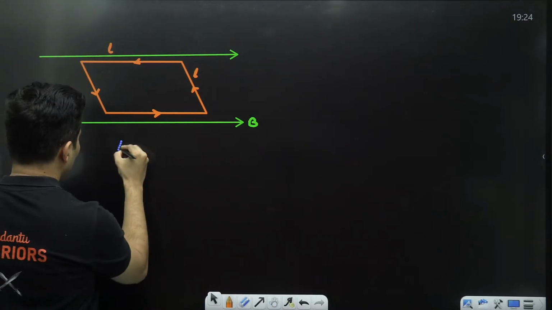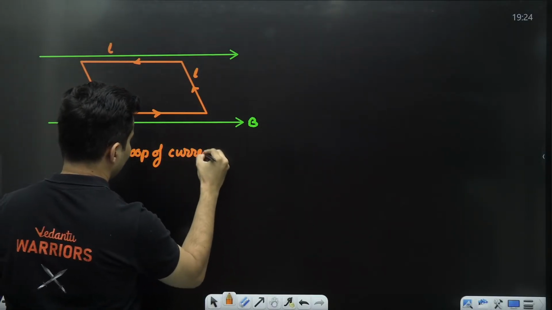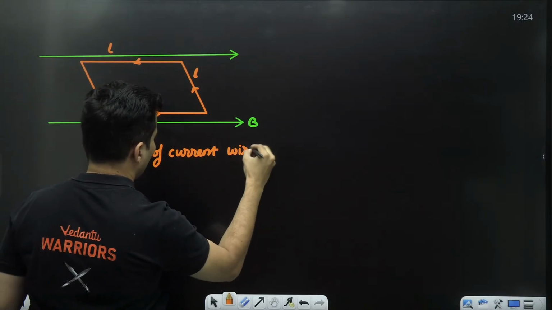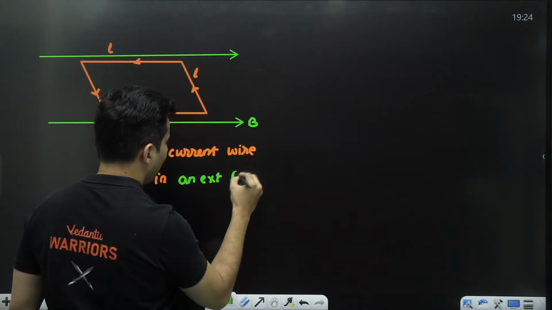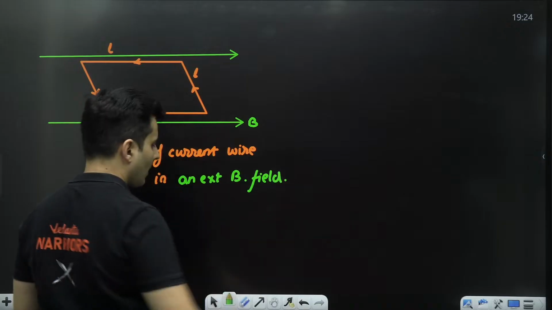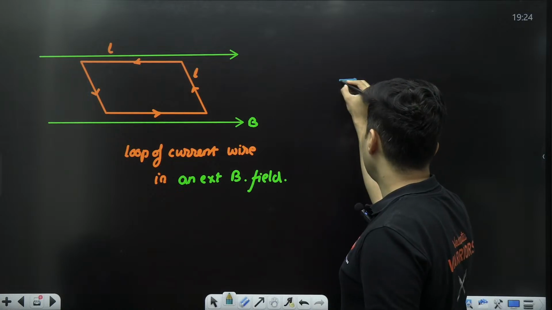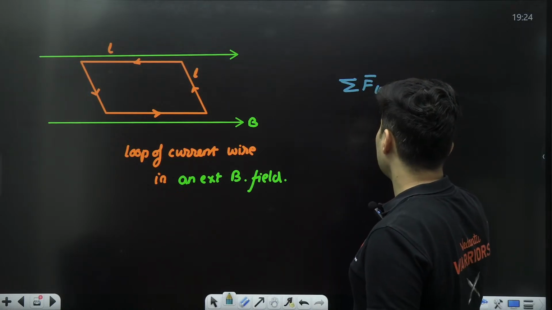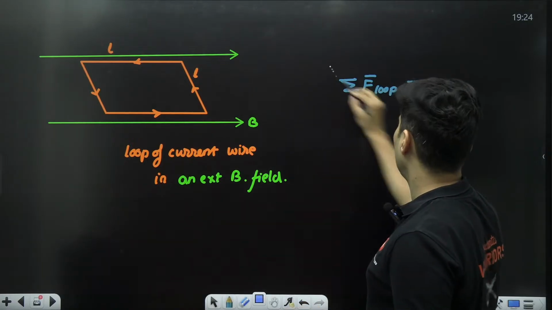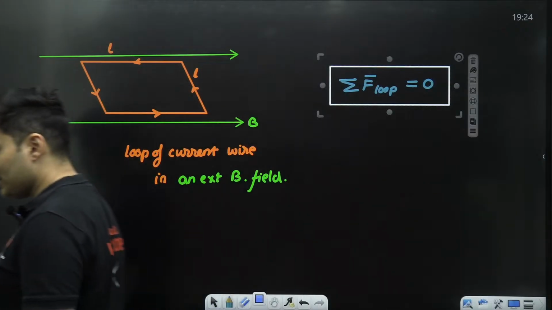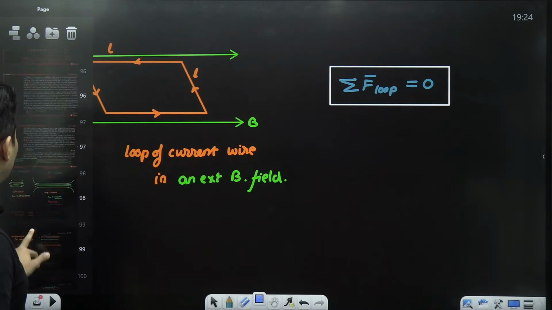This is a loop of current carrying wire in an external magnetic field. One thing I know for 100% guarantee, that is the net force acting on any such loop will always be zero. How do I know this for so sure? Because we have done this in the previous lecture. Net force is always zero on any loop which is placed in a magnetic field.